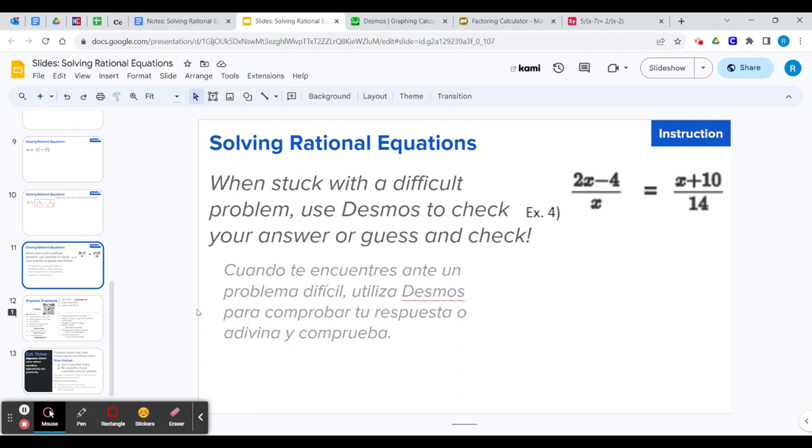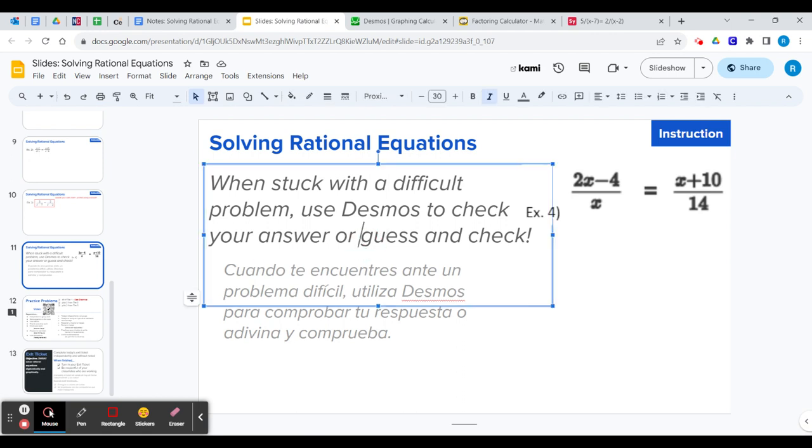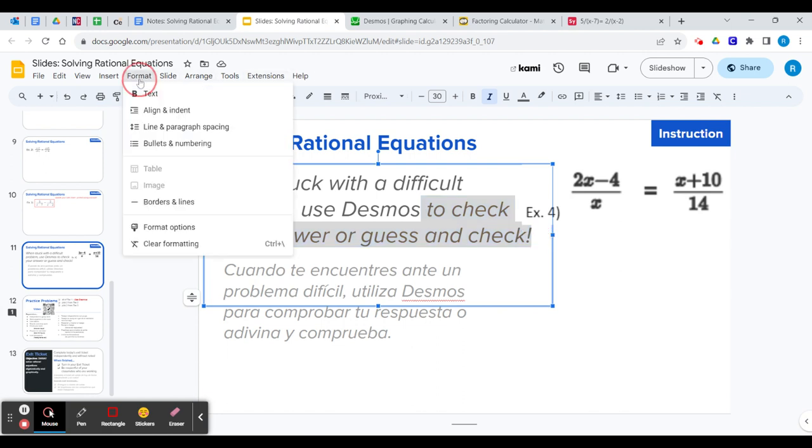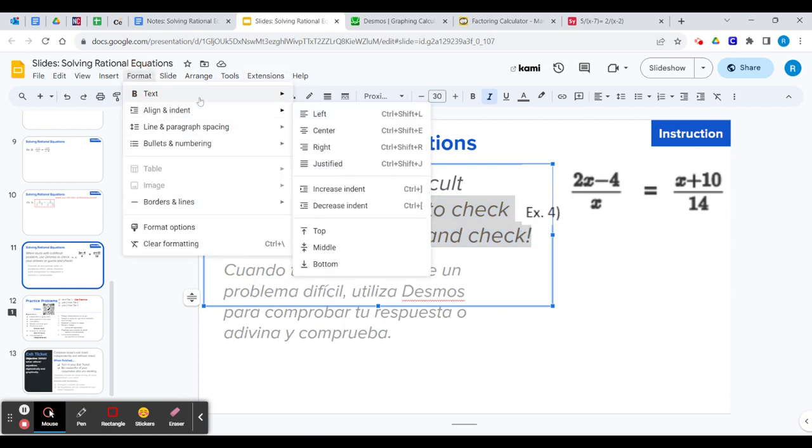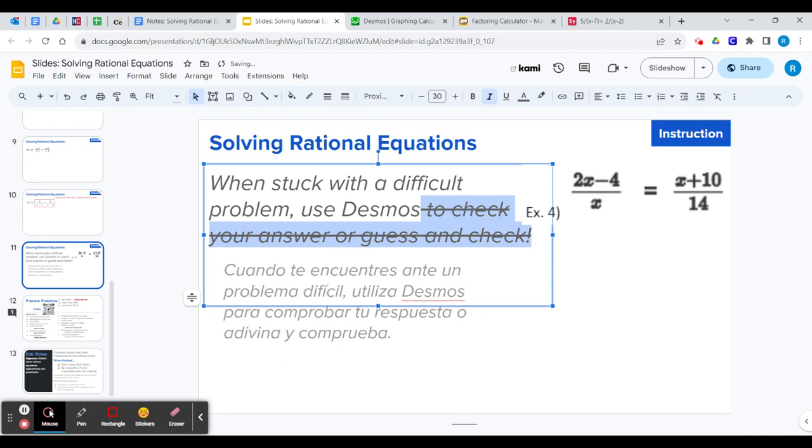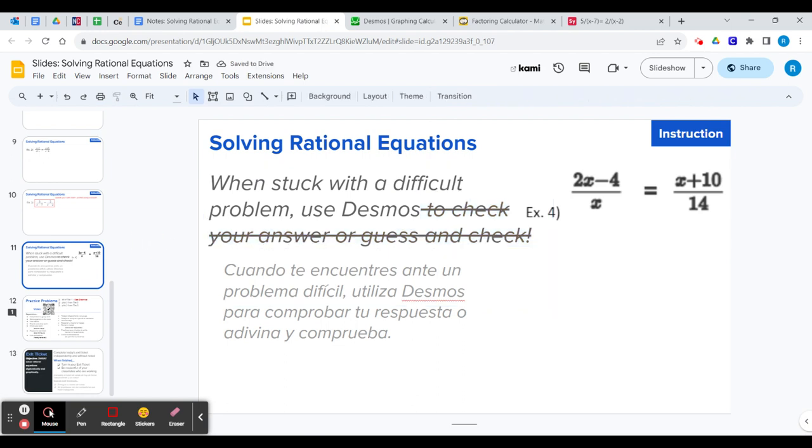Now, similar to the work we did yesterday, when we're stuck with a difficult problem, we can use Desmos to solve this stuff. And I guess really, we should cross off these words right here. We can just straight up use Desmos. We don't even need to guess and check or check our answer. We can just straight up solve this thing graphically.